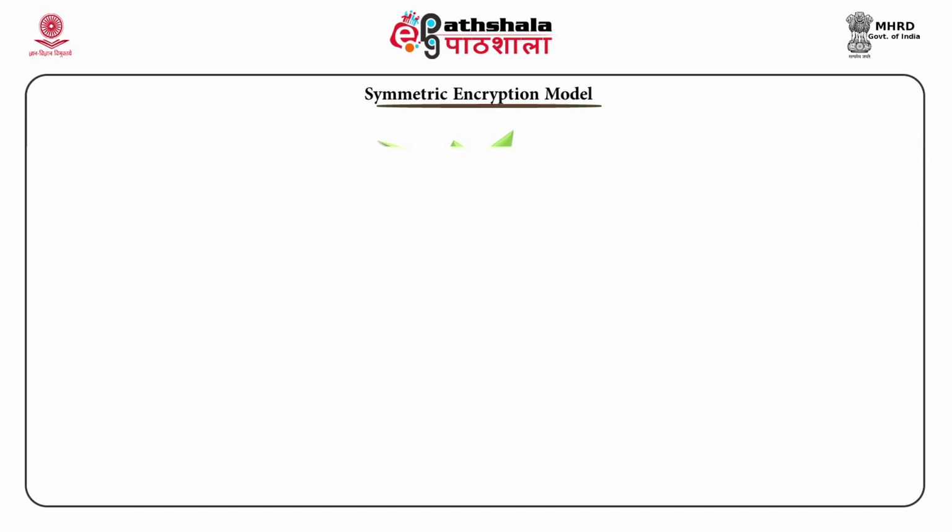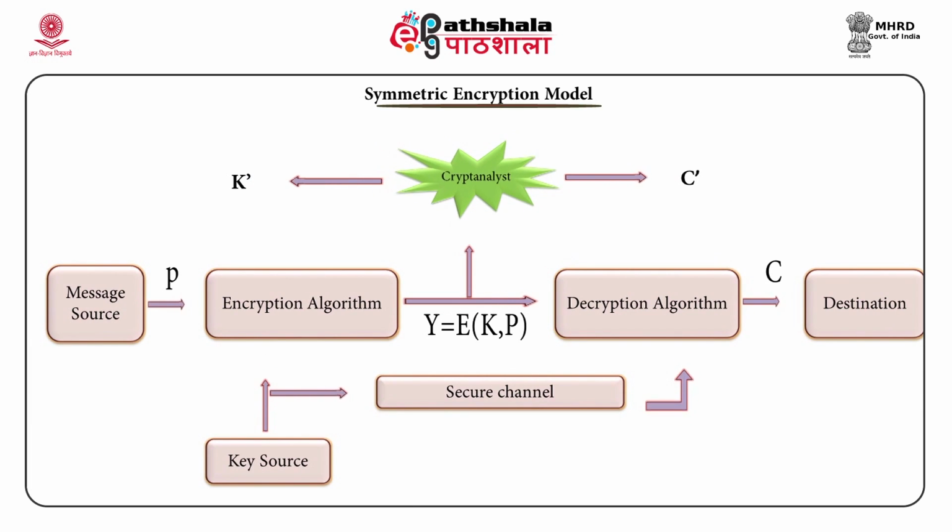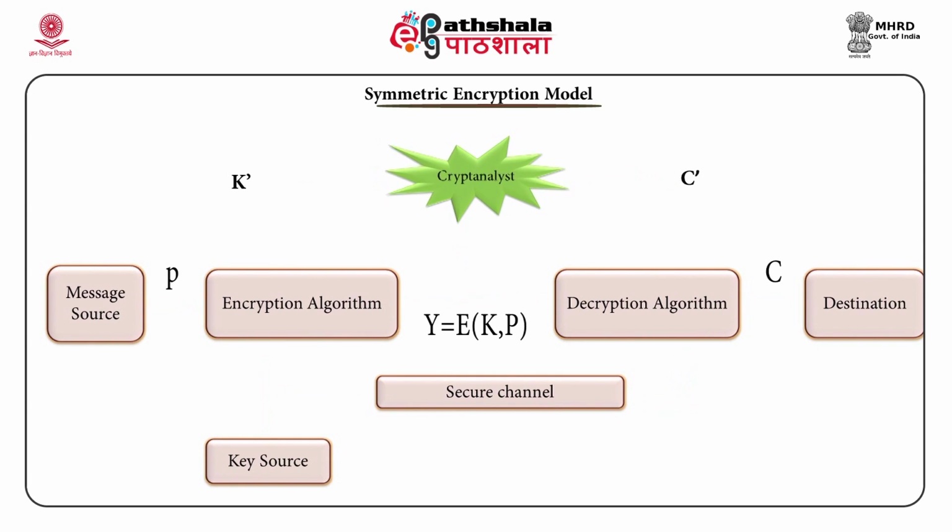How does the symmetric encryption model work? Message P is the source, and the encryption algorithm is applied. Out of that, Y is generated. Y is nothing but the encryption algorithm applied to the plain text, with the key given to it. The decryption algorithm is applied to the ciphertext, and what is retrieved is P.